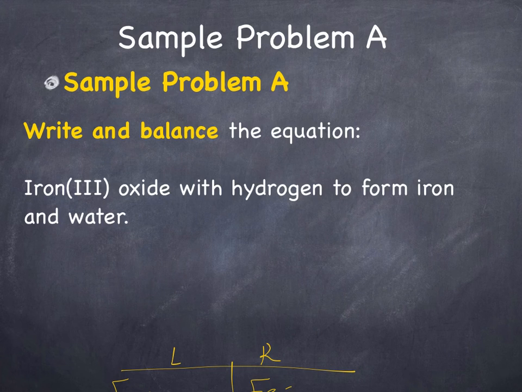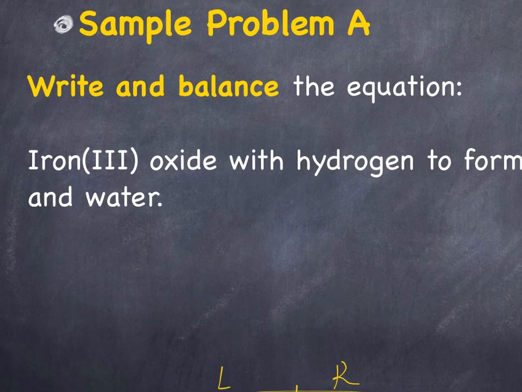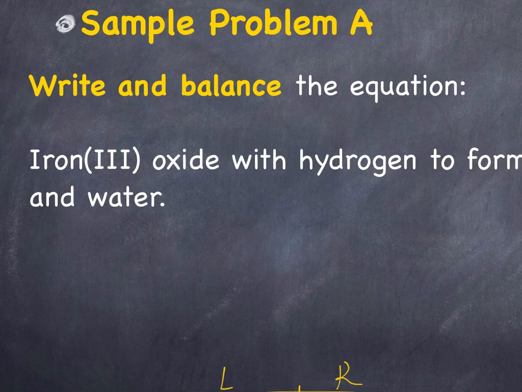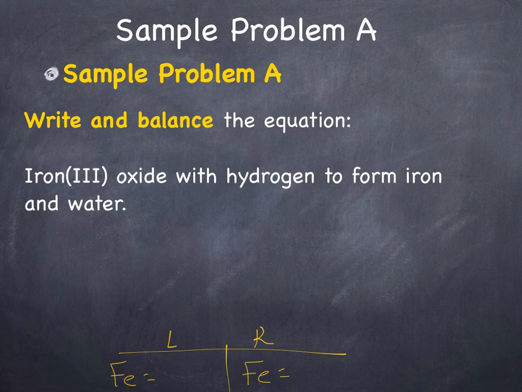Alright, so we're going to go ahead and write our first equation. And I want to do a color you guys can see. So it says iron oxide with hydrogen. So when you're seeing these words like with, or they'll say and, or they'll say combines with, you're going to be putting a plus sign. So it's going to have iron 3 oxide and it's going to combine with hydrogen to form iron and water.